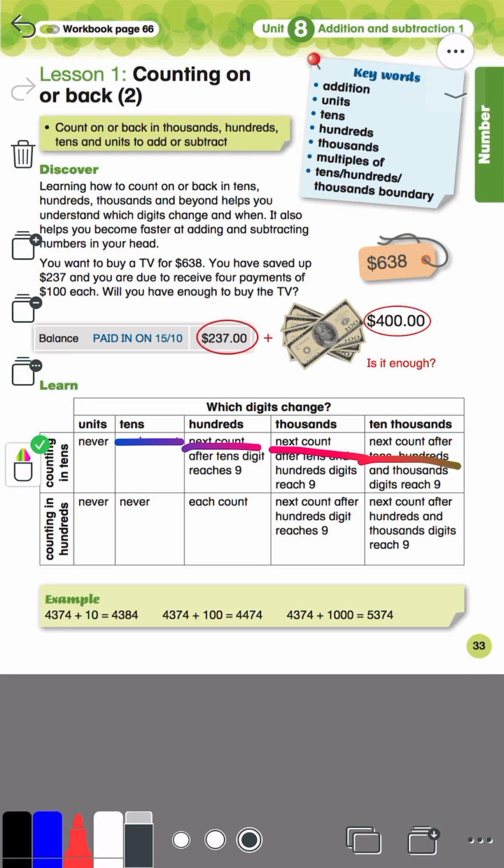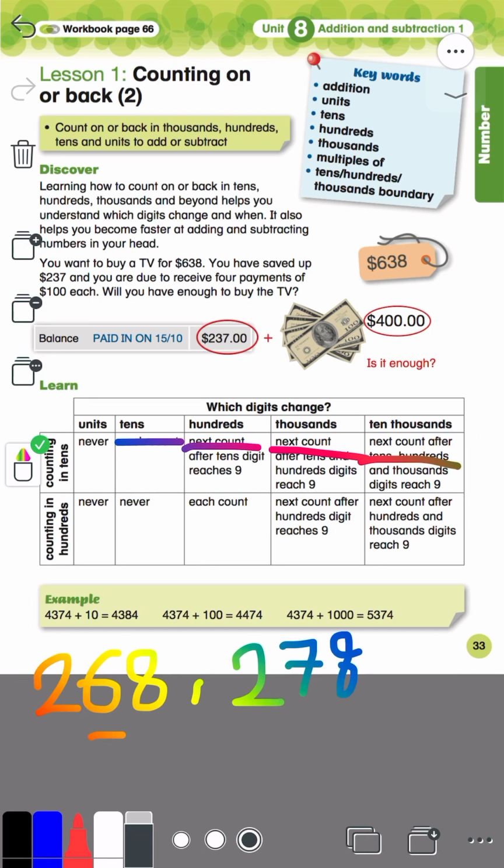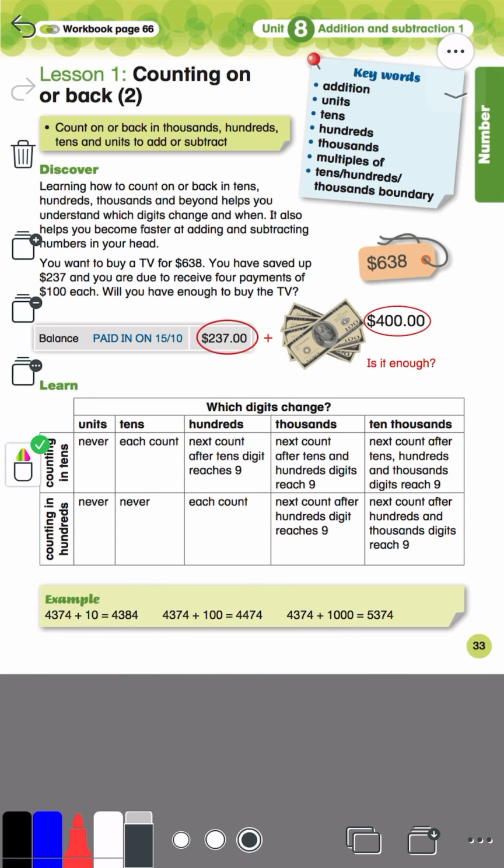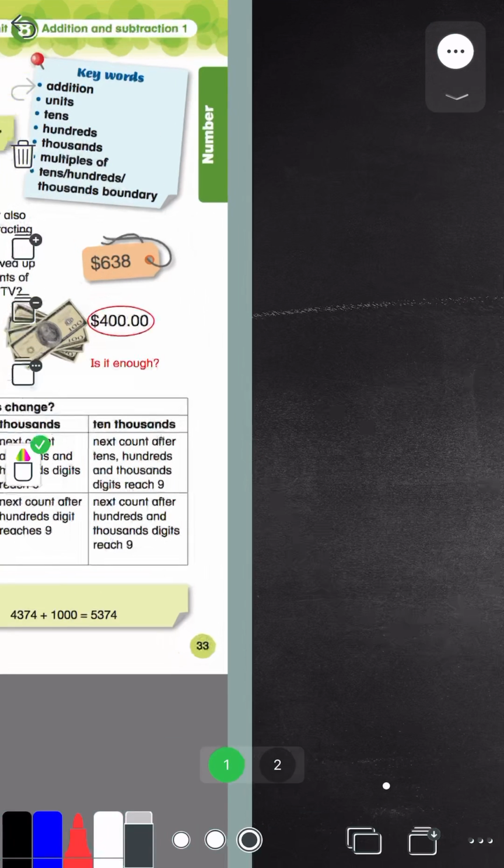Look at this example. We have 268. Now look at the next number. We have 278. So what's changed here? Which digit has been changed? Is it the ones? No. Is it the tens? Yes. It's not the hundreds, it's the tens. So here we are adding 10 each time. I'm writing that example here.